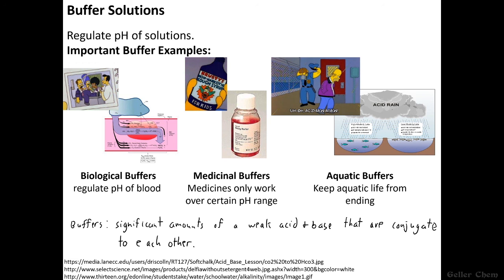And when we say significant amounts, we're saying that the amount of acid and base in this mixture are within 10 times each other. And if it's not clear what I mean by that, hopefully it will become more clear as we learn more about buffers through examples that we'll be covering through the rest of the lecture.